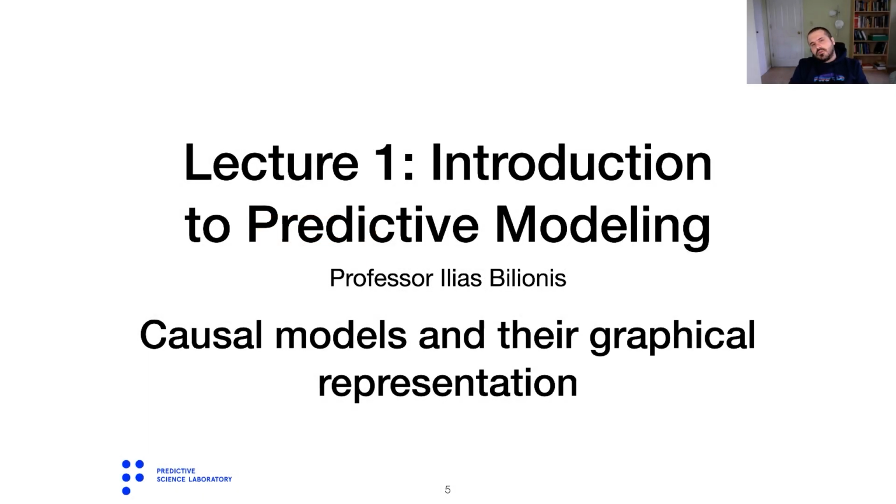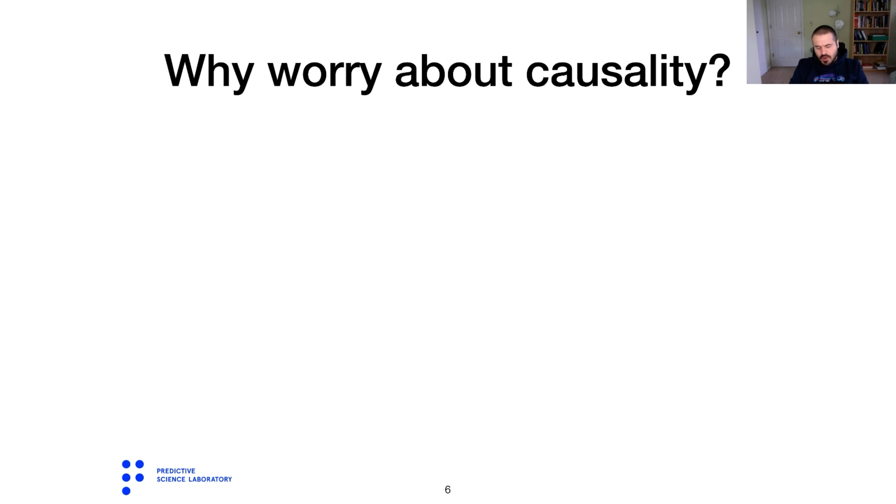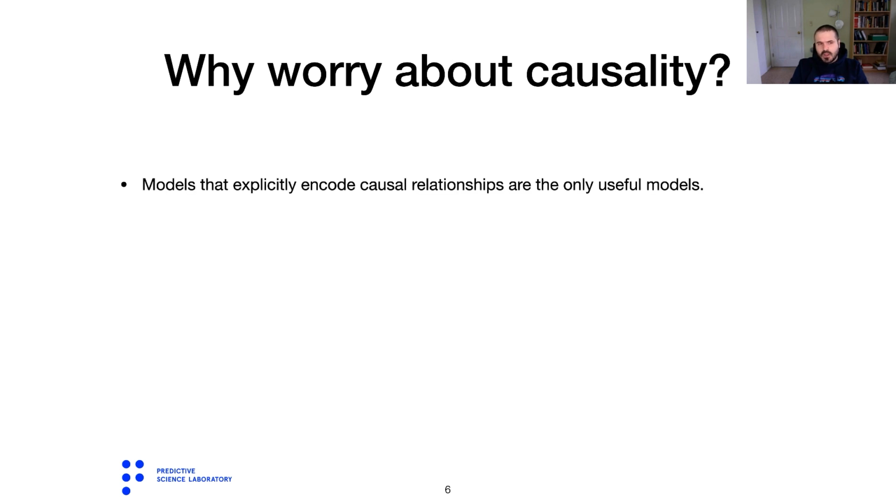In this video, we're going to talk about causality, how you can describe it mathematically, and how you can use graphs to visualize it. First of all, why do we even worry about causality? Well, models that explicitly encode causal relationships are the only useful models. The good thing is that physical and engineering models are often causal models. You just need to learn how to interpret them as such.